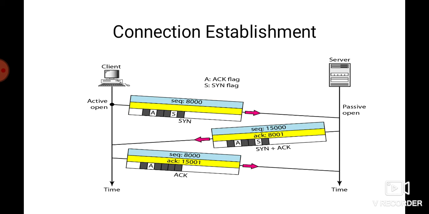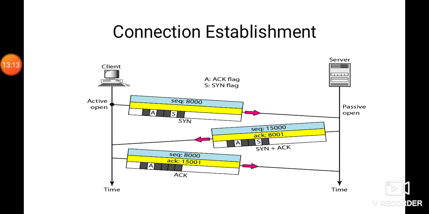The sequence number in this segment is the same as the one received in the SYN segment. So the ACK segment does not consume any sequence number. The sequence number is the same, 8000 and 8000, because we only have to give the acknowledgement to the server that yes, we have received whatever you have sent. Okay, so this is how the connection is established between client and server using SYN and ACK.